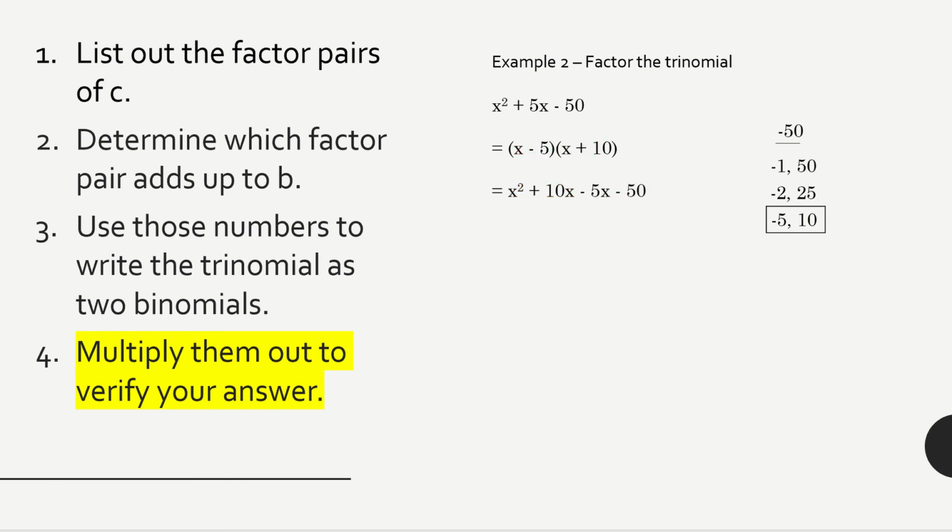Then once we have that, we're going to combine like terms to verify that we get the original trinomial. So those two like terms would be 10x and negative 5x. We subtract 10x minus 5x to get 5x, and that is the original trinomial. So we verified the solution, so the answer would be x minus 5 times x plus 10. So that's how to factor trinomials when the value of c, the constant, is negative.